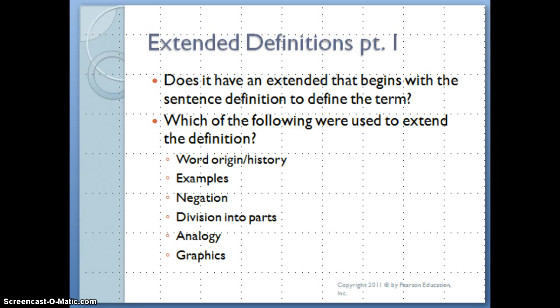Does it have an extended definition that begins with the sentence definition to define the term? In other words, does it not only define it as a sentence, but also look at one of these other ways to extend the definition? So word origin or history, examples, negation, telling what it is not, division into parts, analogy, or the use of graphics. And I would say that all of you would want to at least do the very last one, the use of graphics, because that is what is required of you.